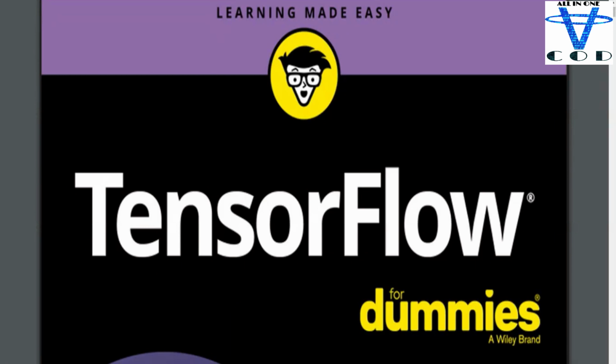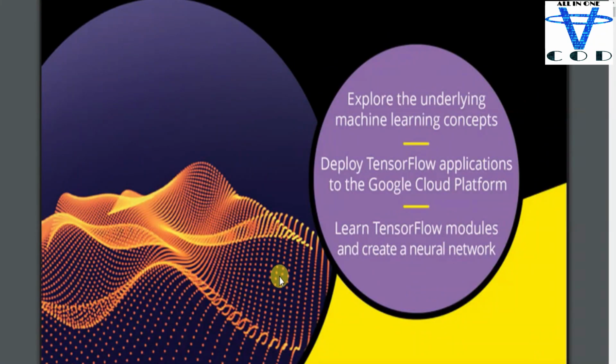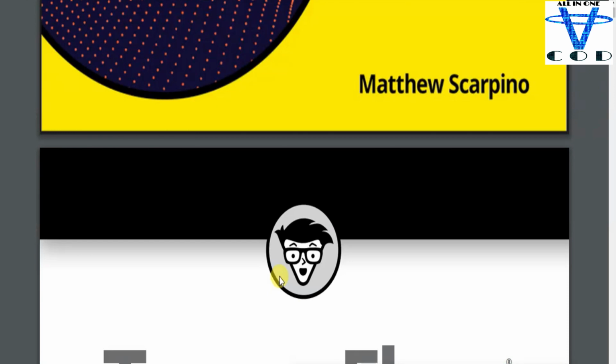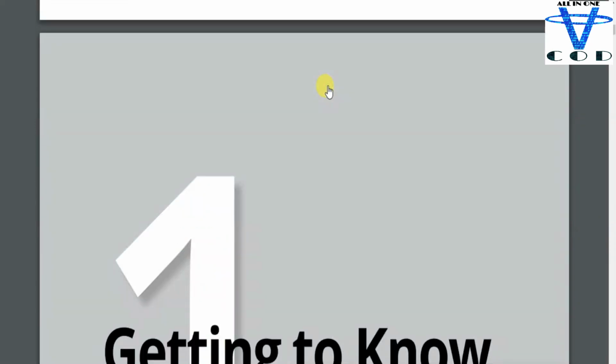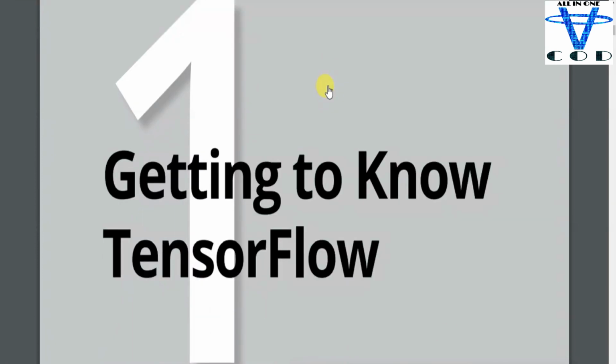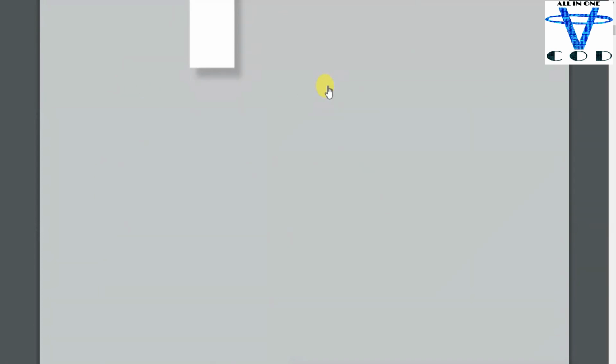You can see this is the TensorFlow for Dummies, a Wiley brand by Matthew Scarpino. This is a very famous book for TensorFlow. From this book we are gonna learn some basic stuff. Okay, now let's begin. I'm not gonna go into the theory part, I'm directly gonna go into the practical part because theory is not important. Theory is important, but I'm gonna give this book, link is in the description, check out all the theory. I'm gonna focus on practical.